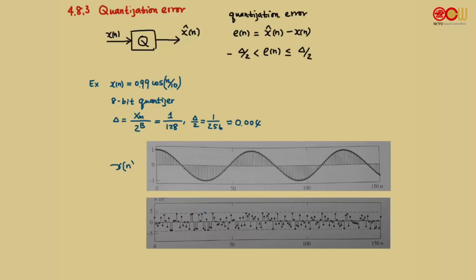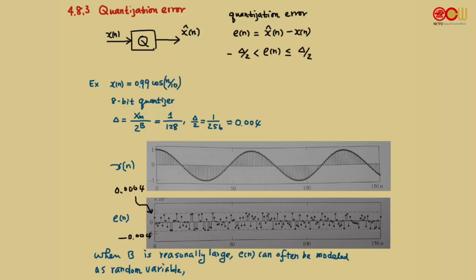This one is x[n] here, and this one is x hat. This one is the quantization error. And we can see that it's quite random between minus 0.004 and 0.004. It appears to be quite uniform in this range, and that is true in general.